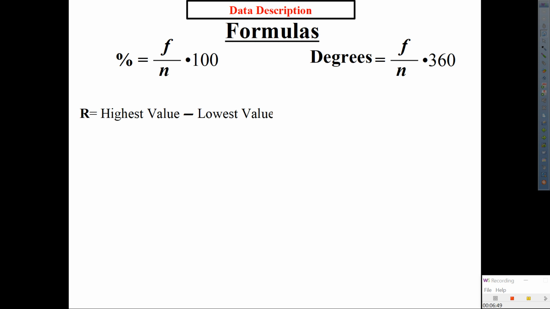Yeah, we find the what? Find the what? Let's see, Pedro, what do we find? Very good, the width. So the width, you find it by taking the range divided by the number of classes that you're going to divide your data. Did your neighbor say that? Yeah? Okay, good.